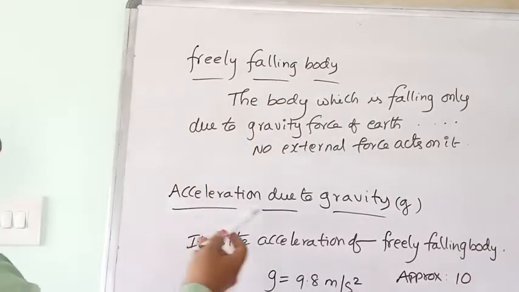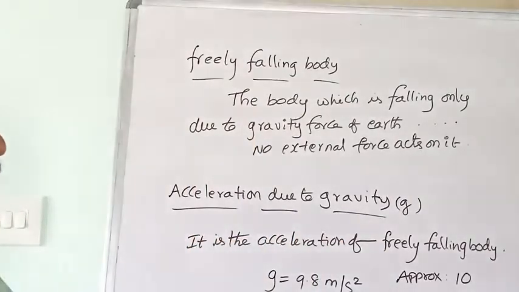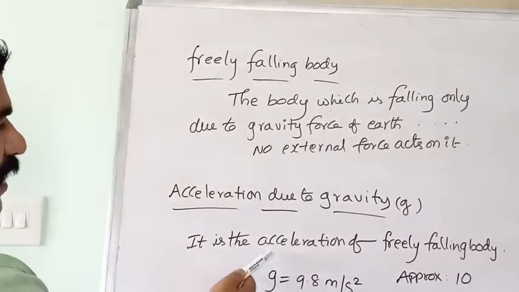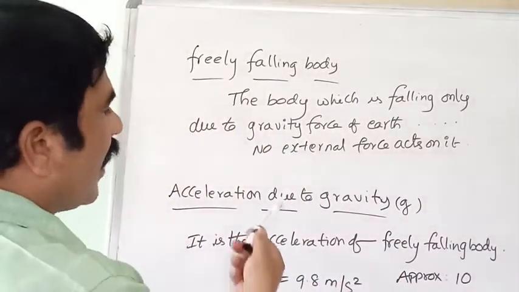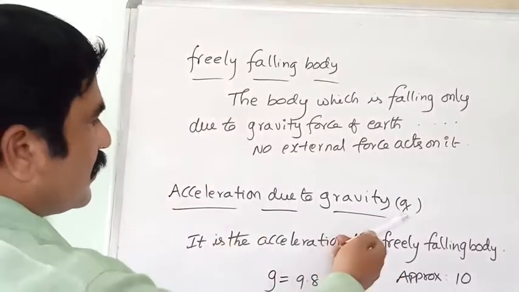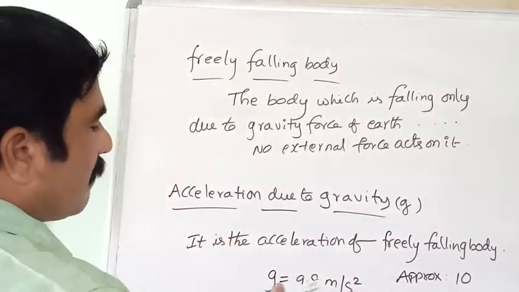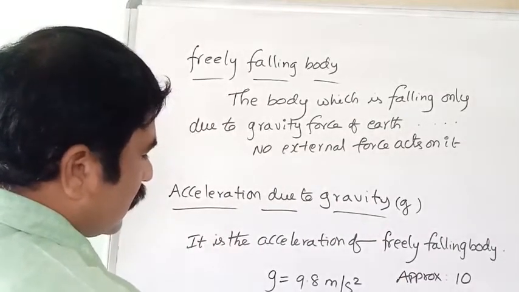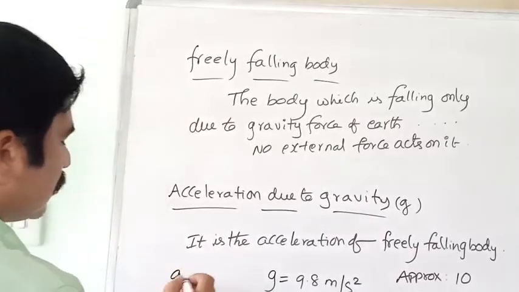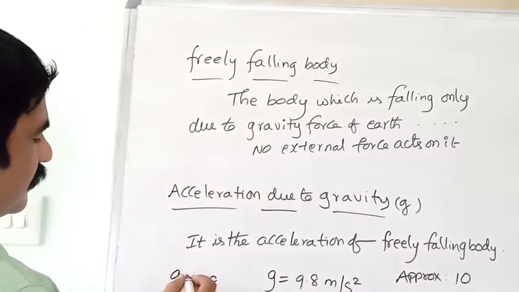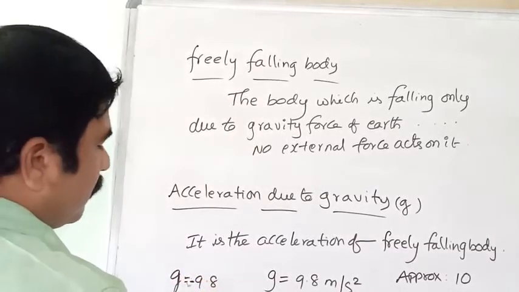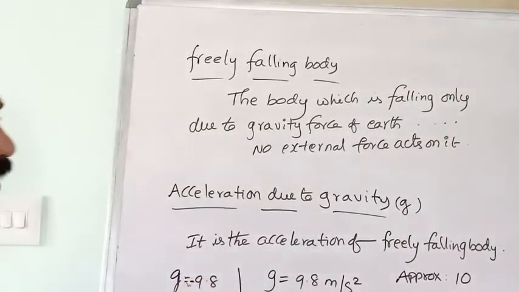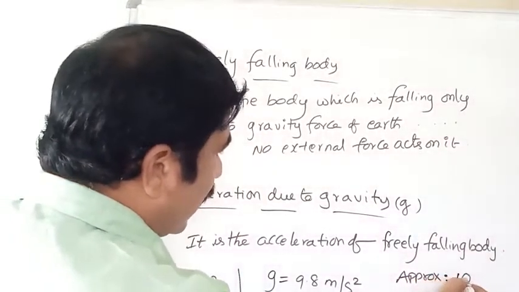Now another term is acceleration due to gravity. It is the acceleration of a freely falling body. See, the body which is moving has acceleration. If it is a freely falling body, that is called acceleration due to gravity. Symbol is g. Value is 9.8 meter per second squared for going down. g is 9.8, minus value when it is moving up. Approximately, we can take it as 10.